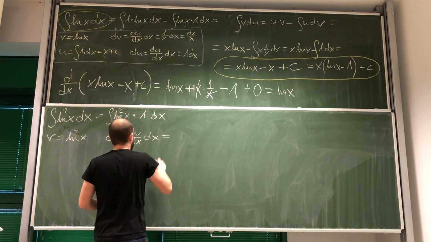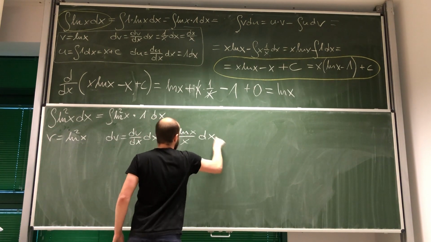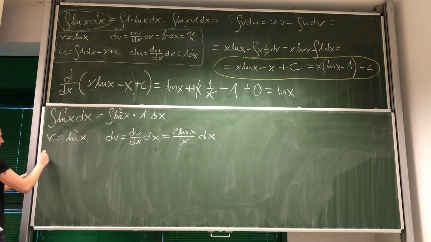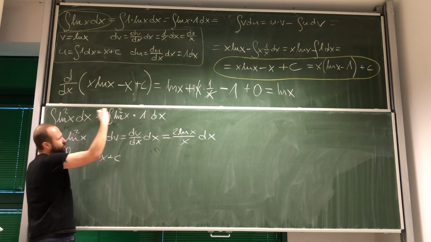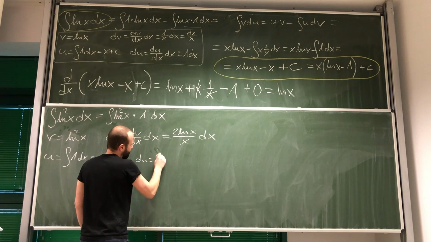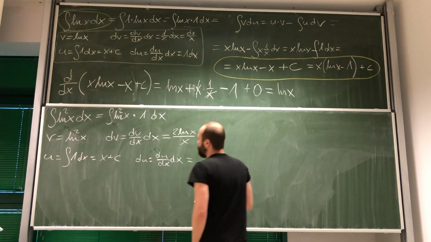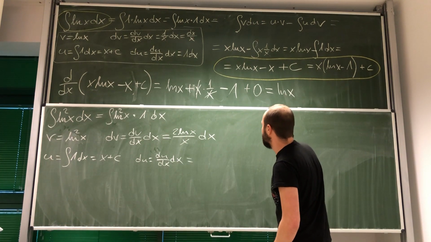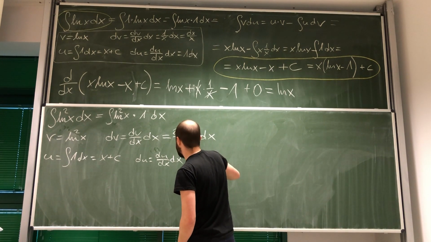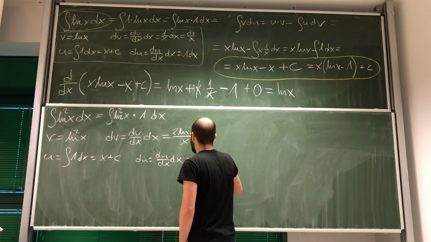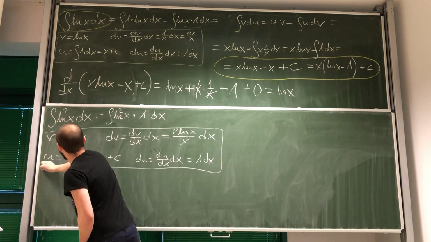And this is the way it should be. So we've got here 2 ln x over x dx. Then, of course, u is an integral of 1 dx, which is equal to x plus c. This is what we had previously. So du, which is equal to du/dx dx, is 1 dx. Okay, and now we can start substitution.